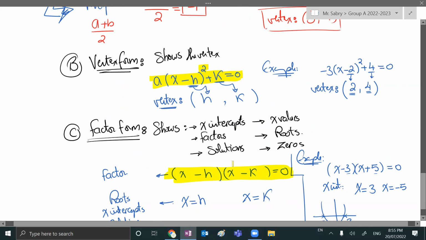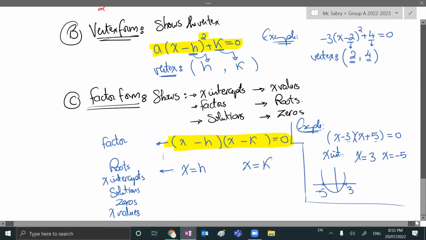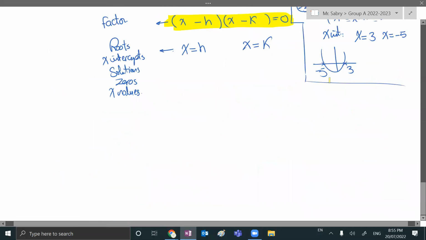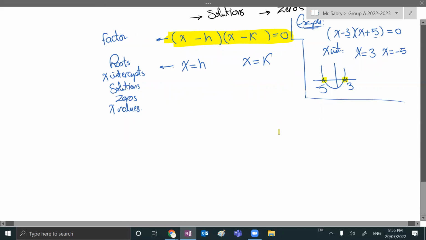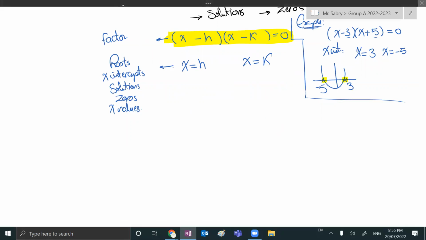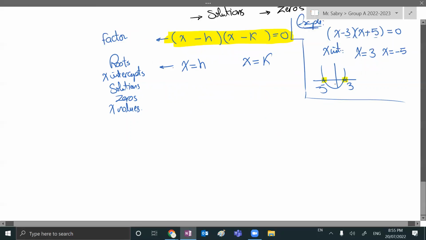How do I get the vertex from this one? Didn't I just say that these two are the x-intercepts? How do you think we can find the x coordinate of the vertex? The middle, exactly. So you'll add 3 plus -5, as we said earlier, divide by 2. That would get me -2 over 2, which is -1. So I know that the x coordinate here is -1.